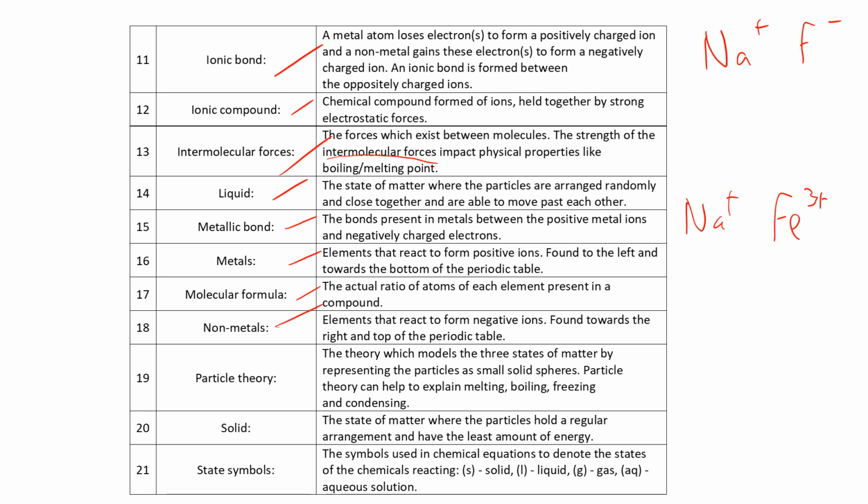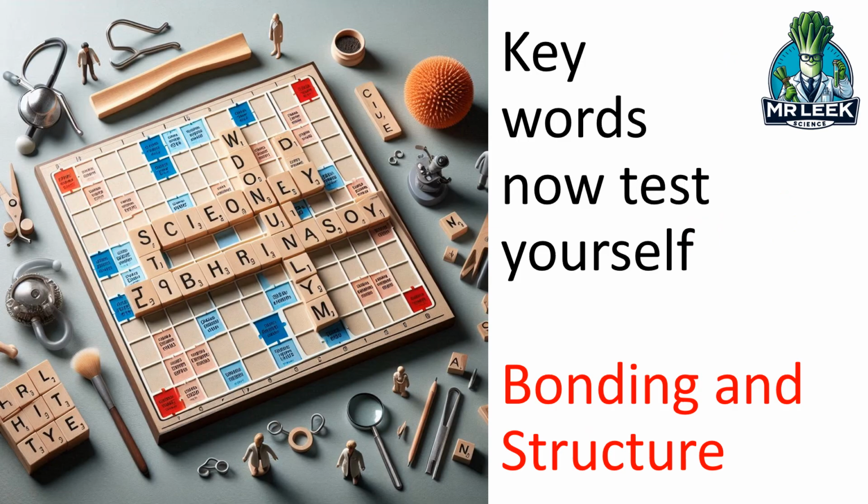The theory which models the 3 states of matter by representing the particles as small solid spheres. It helps explain melting, boiling, freezing and condensing: the particle theory. The state of matter where the particles hold a regular arrangement and have the least amount of energy: solid. The symbols used in chemical equations to denote the states: solid, liquid, gas and aqueous, which means dissolved in water. Those are the state symbols. There's a few there. A couple of them are easy because the actual answer's in the definition, which is a bit silly.